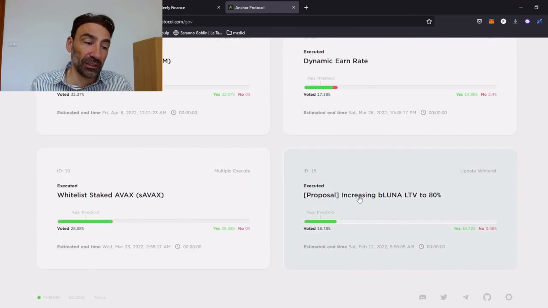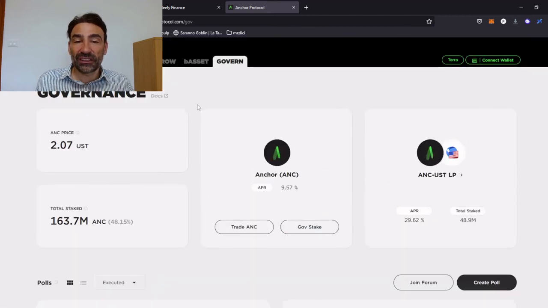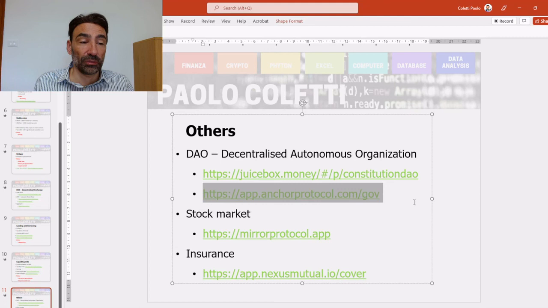Or here, increase, this one is an advantage for people. Okay, so all these are DAOs, decentralized autonomous organizations, where people actually vote as if they were shareholders. Because they are shareholders, usually the fees taken by the smart contract are distributed to people owning some ANC tokens, and they can vote. So it's an autonomous organization in all effect.